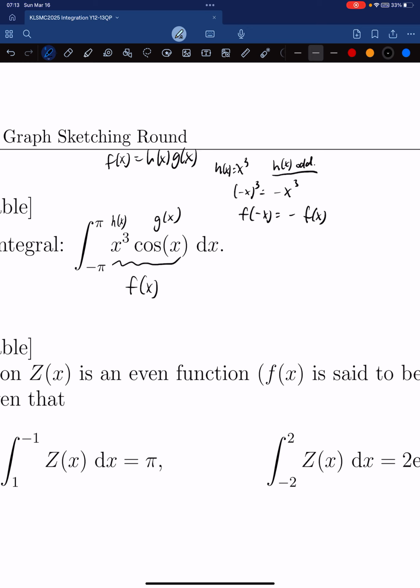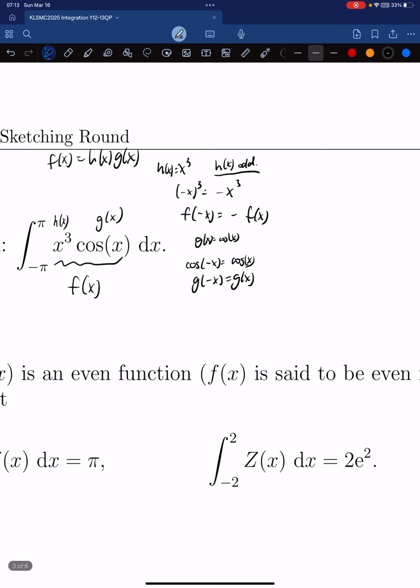Now let's consider the function g of x equals cos x. The graph looks something like this. It's symmetric about the y-axis, without flipping the sign. So cosine x follows a property where, if g of x is cosine x, then cosine of negative x equals cosine x. So g of negative x equals g of x. We define a function with this property to be an even function. So we say g of x is an even function.